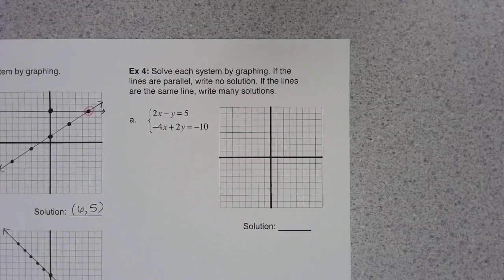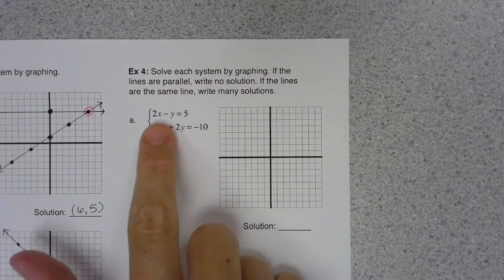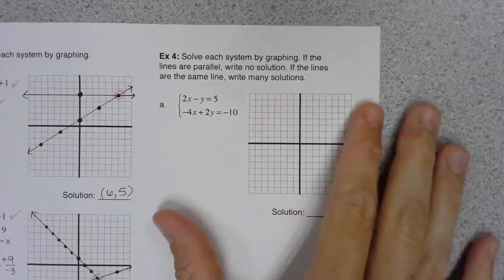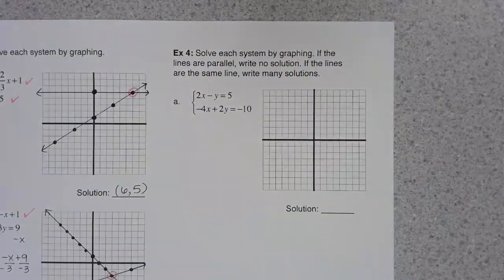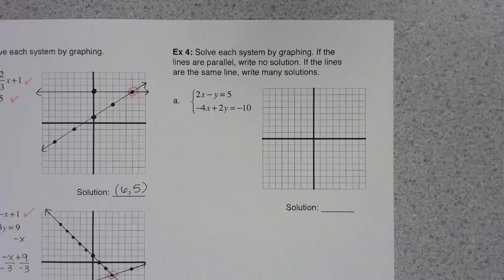So for these last two, the process is the same. We just have to practice an example of what happens when it comes out to be either no solution or many solutions. And so looking ahead to the first problem, this y is not all by itself and this y is not all by itself. So I'll start on both of these by solving and getting the y all by itself so that they're each ready to graph.